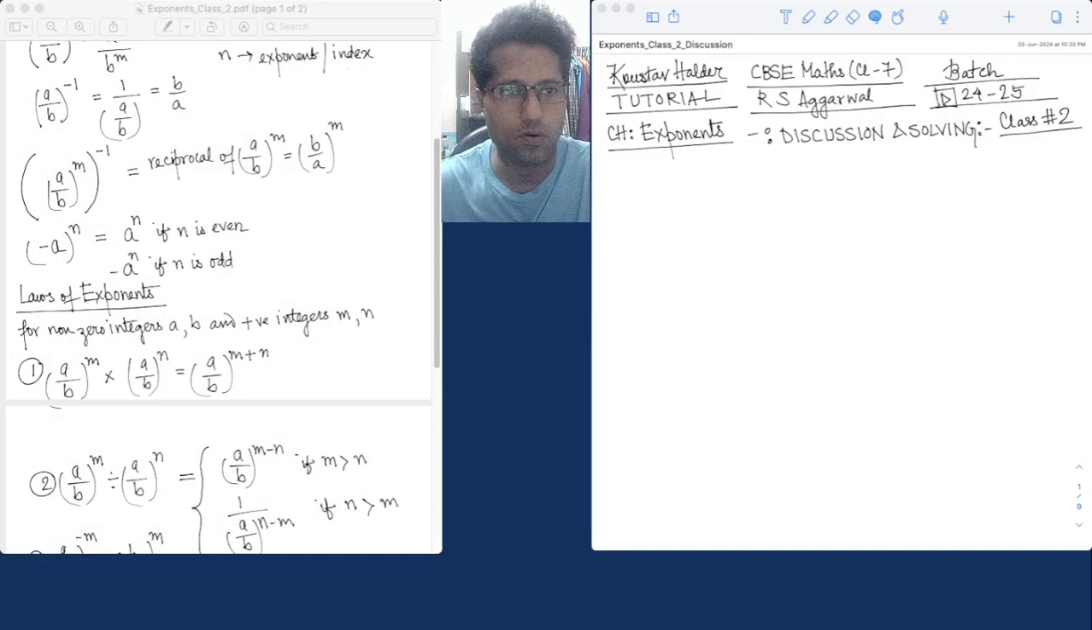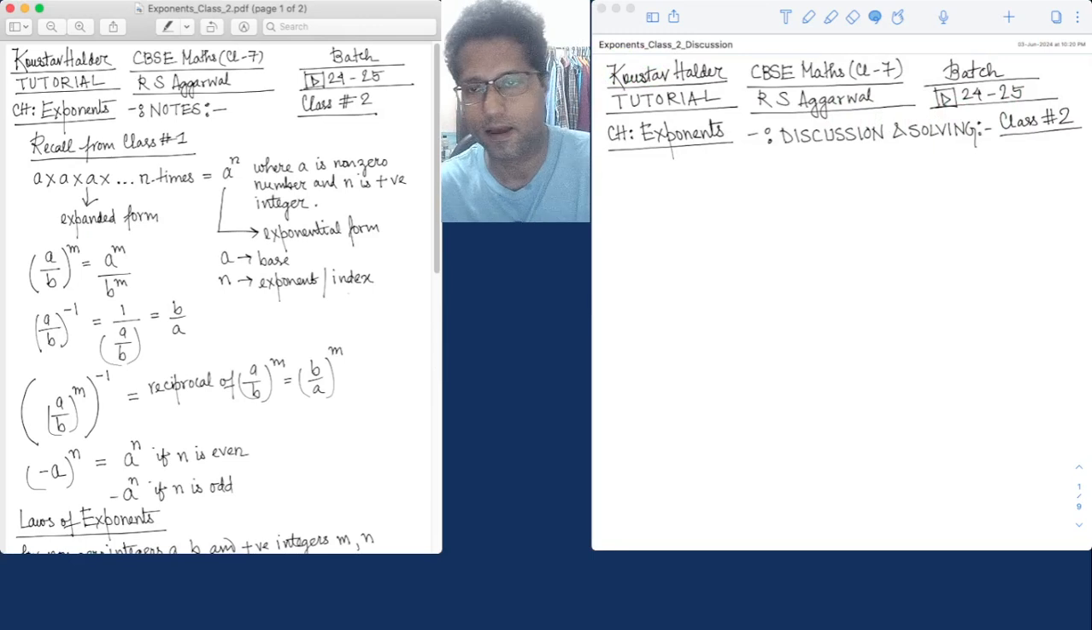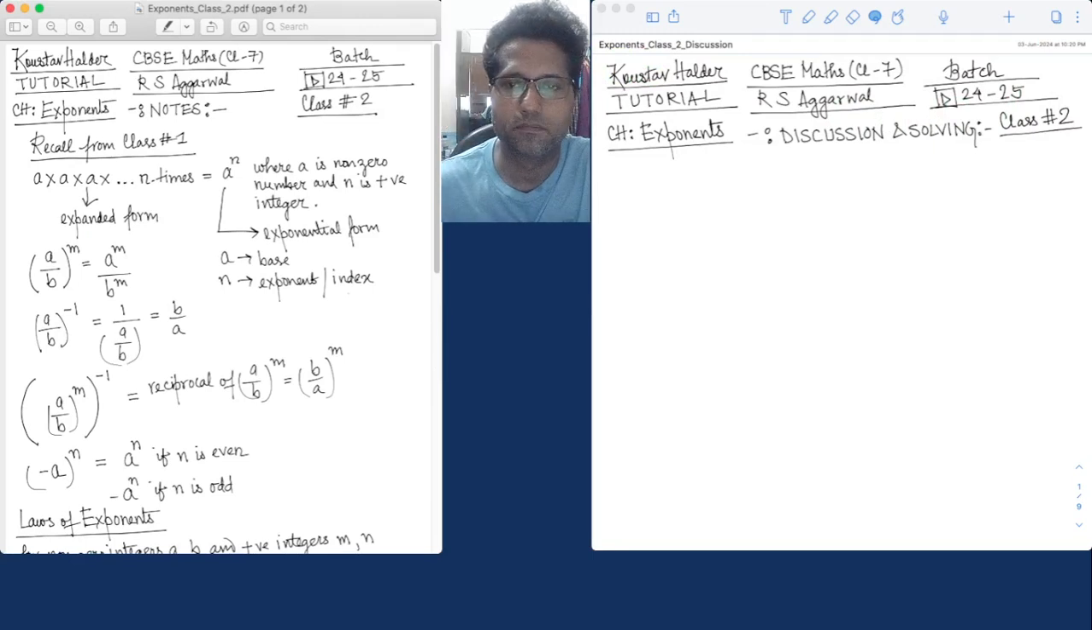Okay, so I have my notes on the left hand side, and on the right hand side I will discuss any concept required and will solve the problems. But before starting the laws of exponents, I will just recall what I discussed in class number 1.